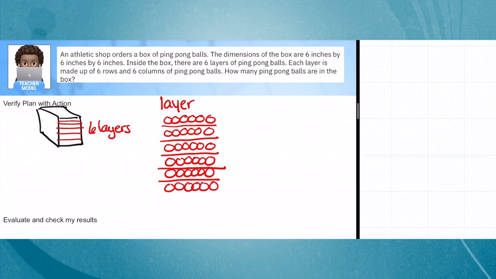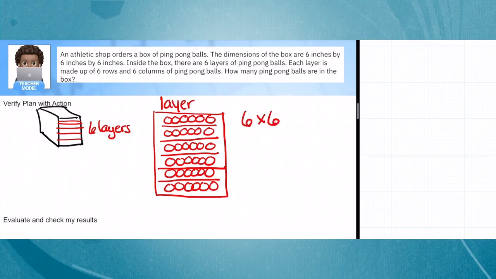Okay, so in this layer, if I wanted to quickly count how many, I could, but I'm going to represent this instead. Instead of counting this out, I have 6 times 6. It's a nice array model, which I know would give us our 36. Now, so this is one row, but I actually have 6 of these rows. So not only do I have 6 by 6 ping pong balls, but I have this happening 6 times.